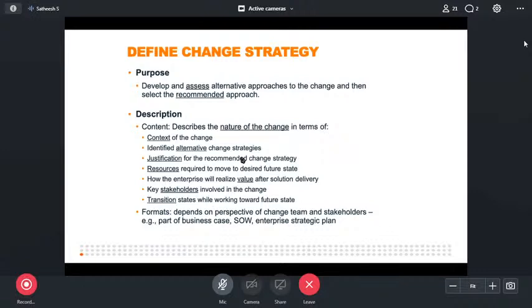And now they're saying that, yeah, we are more of a risk-taking organization. Let's go ahead and implement SAP. Now they're asking you to come up with this change strategy. What do you mean by change strategy?